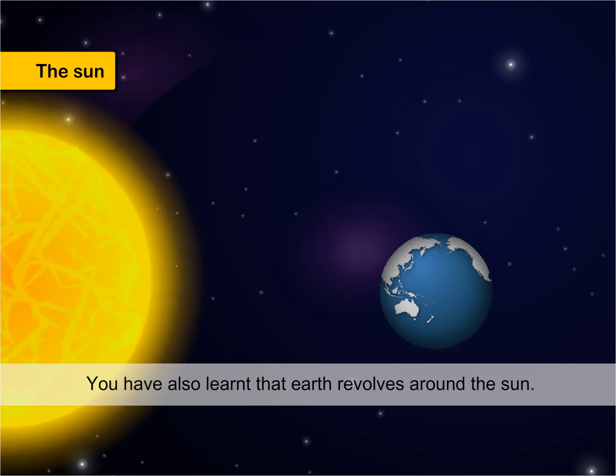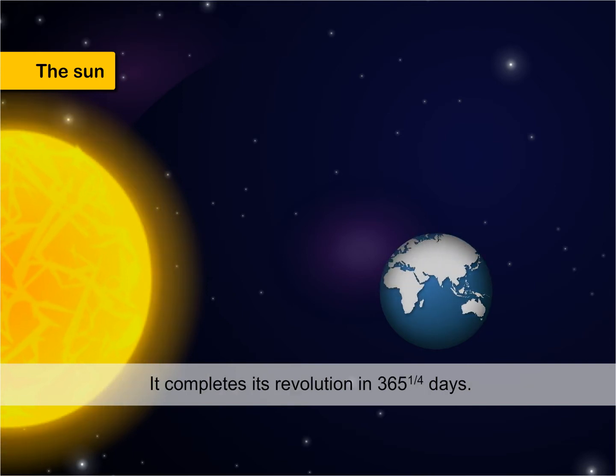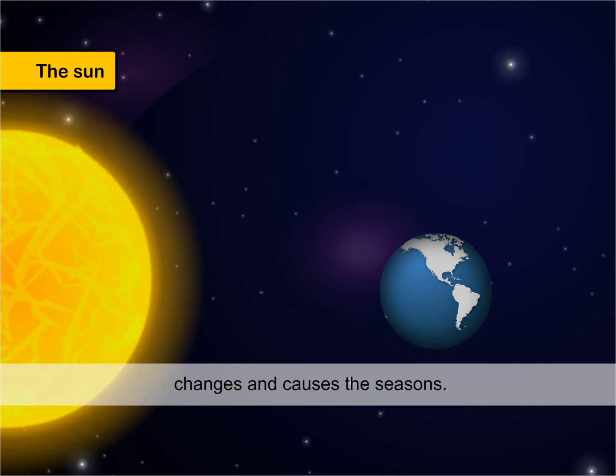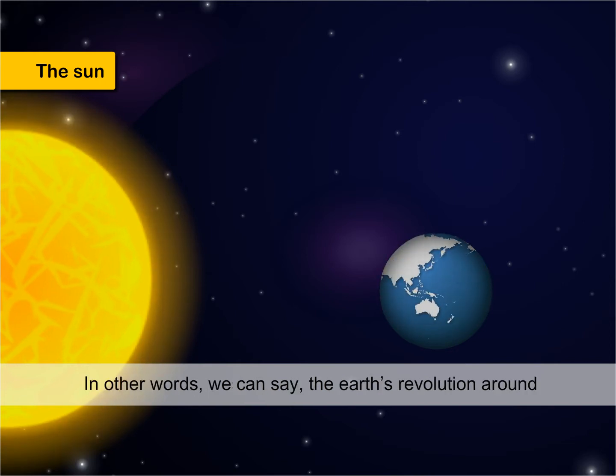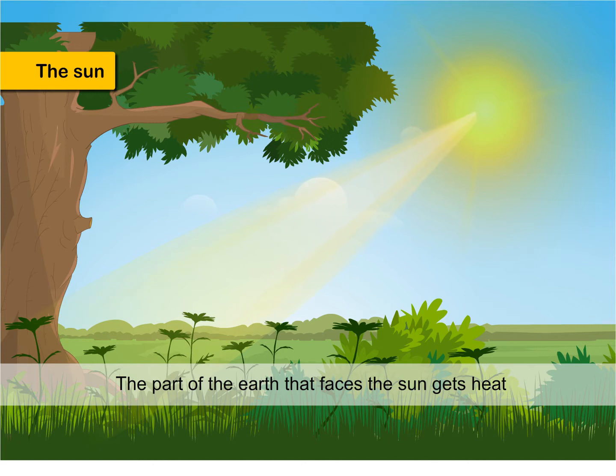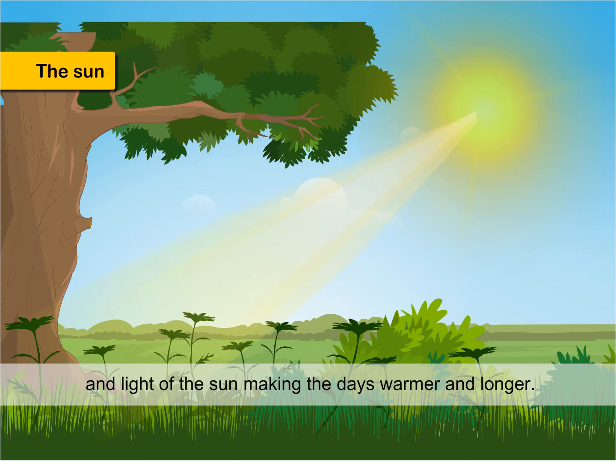You have also learnt that earth revolves around the sun. It completes its revolution in 365.14 days. As the earth revolves around the sun, the amount of sunlight each part of the earth gets changes and causes the seasons. In other words, we can say the earth's revolution around the sun causes seasons. The part of the earth that faces the sun gets heat and light of the sun, making the days warmer and longer. Thus, this part of the earth has summer.